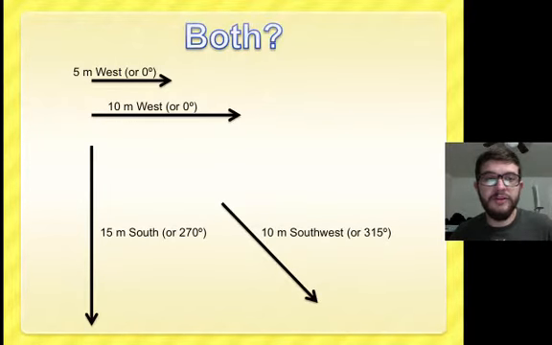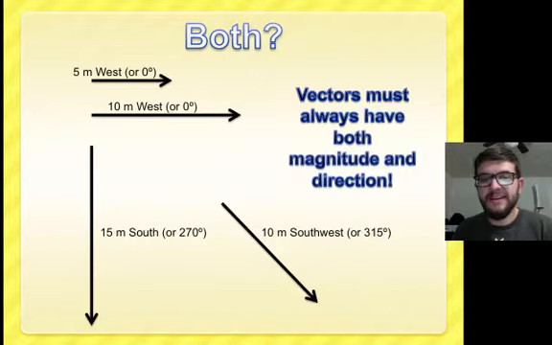So if you combine both of those, then vectors basically have magnitude and direction, right? So 5 meters west, which is 0 degrees, or 10 meters west, or 10 meters southwest, or 15 meters south. All of those are vectors because they have both a magnitude and a direction. And they must always have both of those.